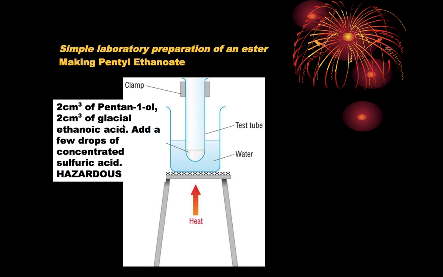So glacial in chemistry, I believe, means the same thing as anhydrous, which means there is no water. So any water has been removed from the solution is what that means. So glacial and anhydrous or anhydride is the same sort of thing. I'm pretty sure.